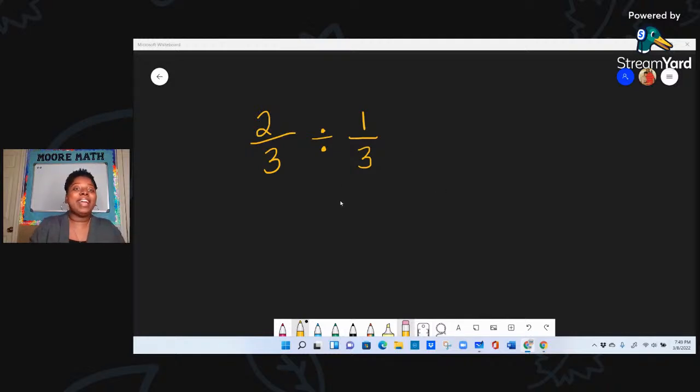I see it. Okay, so let me tell you where dividing fractions, the rules came from. So think about this. What's half of 8? If I say what's half of 8, everybody would tell me what?